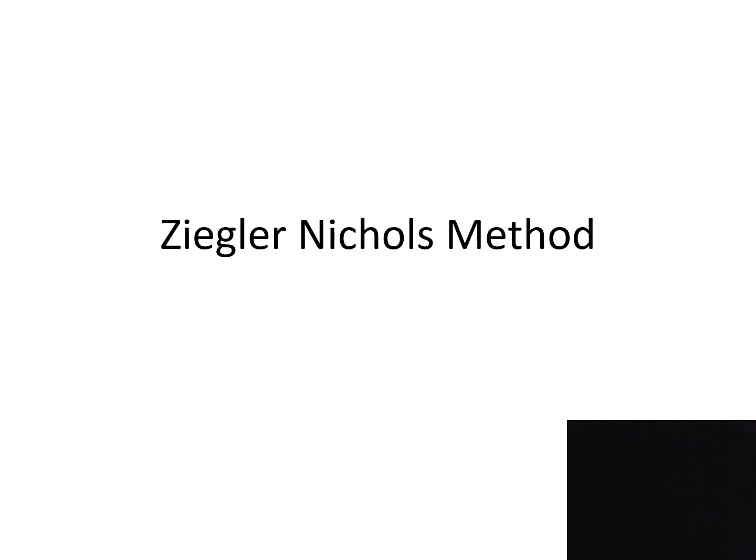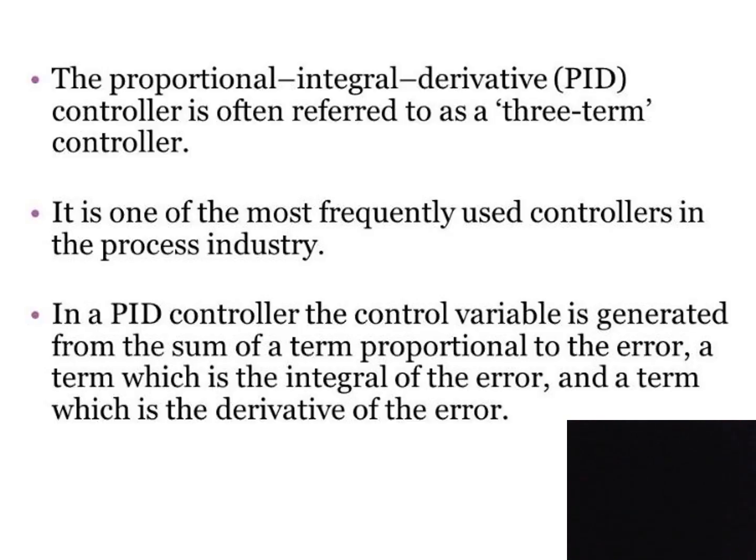Good evening, students. Today, let us explore the controller tuning method, which is the first method called the Ziegler-Nichols method. There are two tuning methods here: one is the Ziegler-Nichols 1 method, and the other is the Ziegler-Nichols 2 method, which are open loop and closed loop respectively.